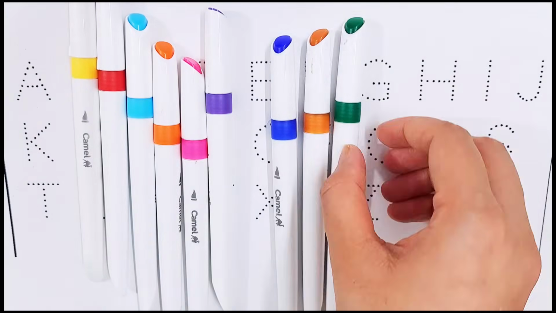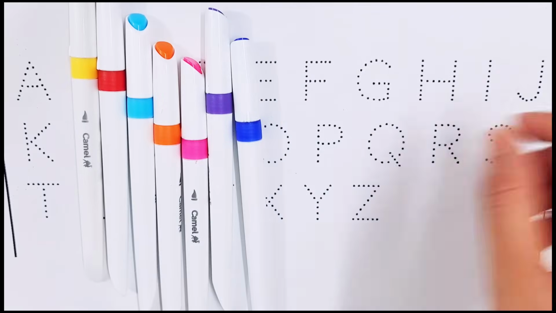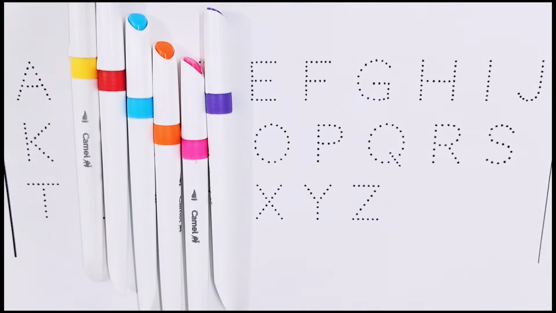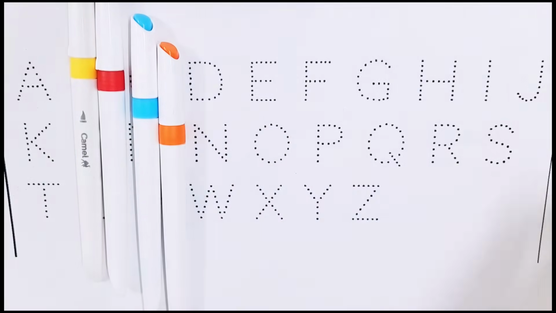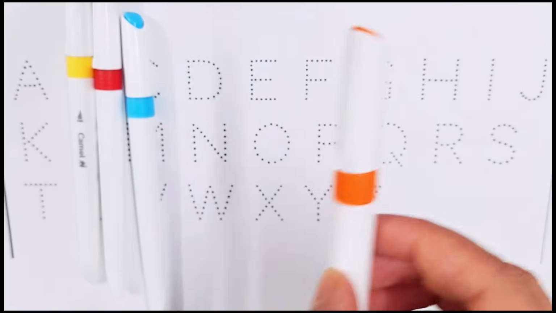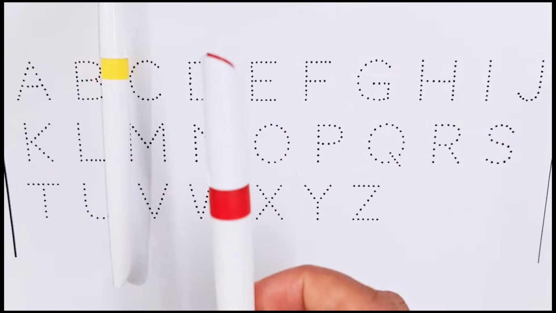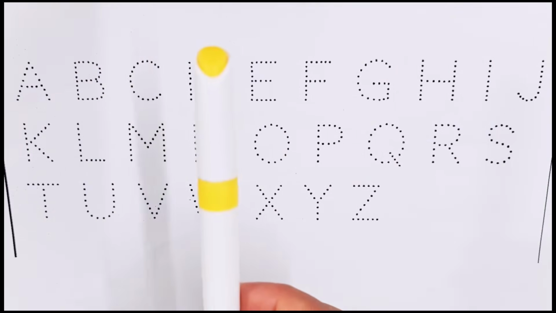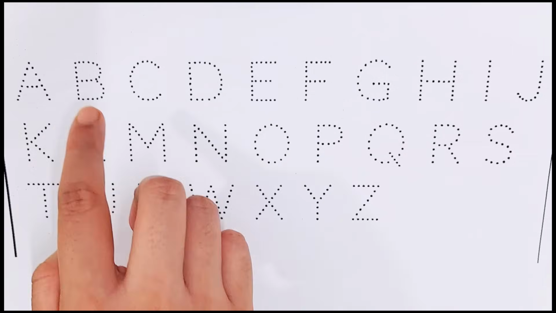Black color, dark green color, brown color, dark blue color, violet color, purple color, orange color, sky blue color, red color, yellow color. Let's learn some alphabets.